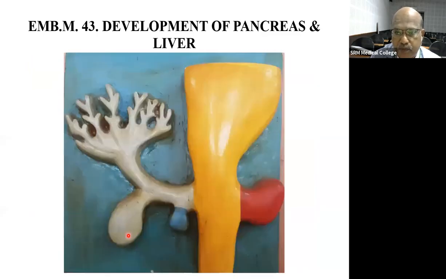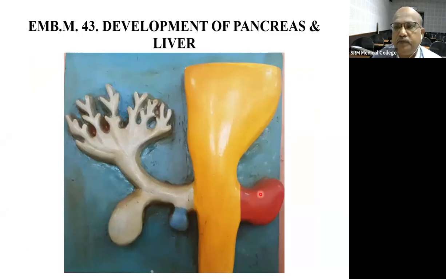So in these models, not all the models will be kept, any one will be kept. So you should be able to tell whatever I told now. Developing stomach, developing duodenum. This is the junction of foregut and midgut. Okay. So this is the ventral pancreatic bud. This is the dorsal pancreatic bud.